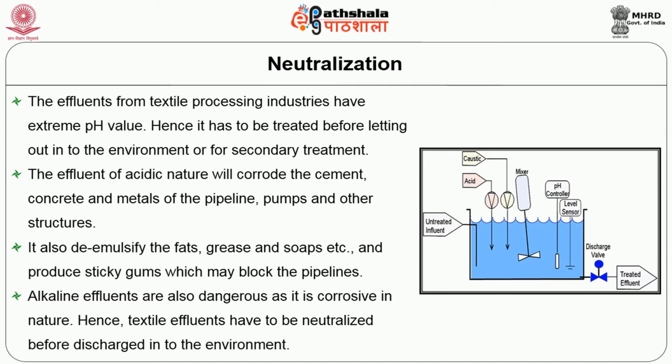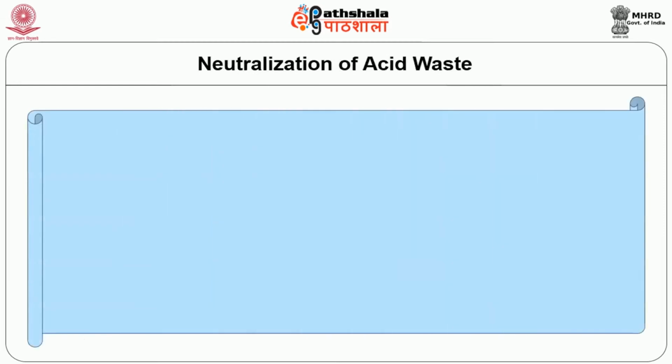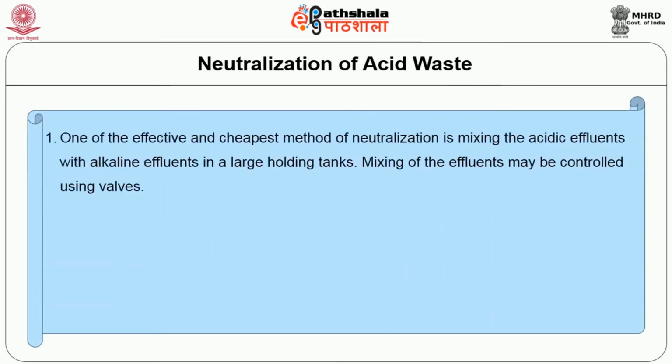Alkaline effluents are also dangerous as they are corrosive in nature. Hence, textile effluents have to be neutralized before discharge into the environment. There are two methods of neutralization. One is neutralization of acid waste and the other is neutralization of alkaline waste.